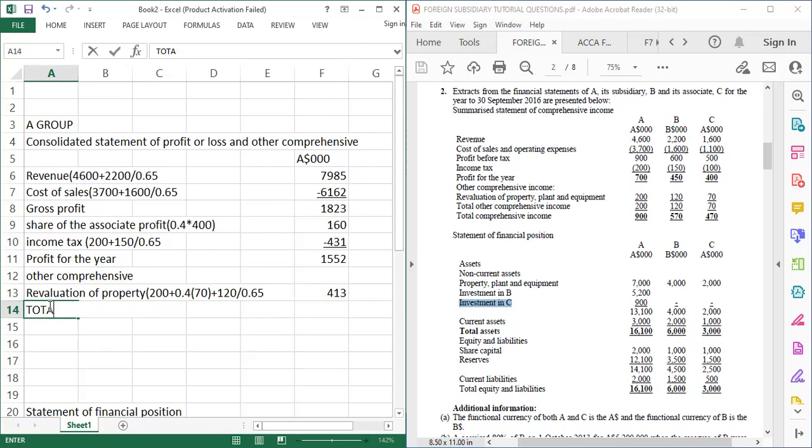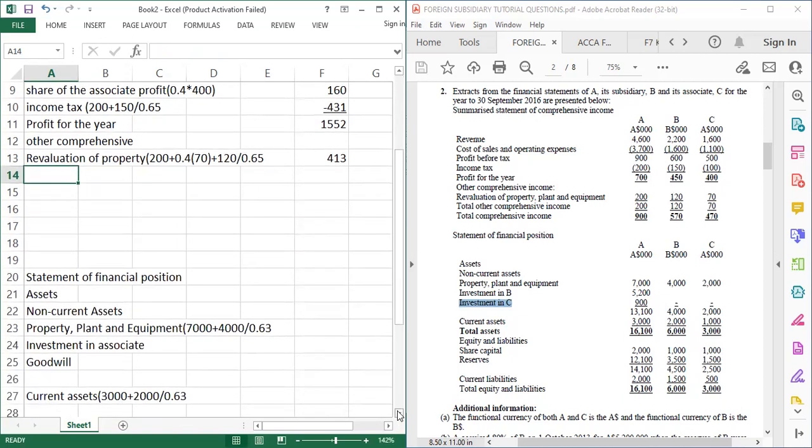1965. No, you see, we are going to show a gain on translation. So let's leave this like this. Let's come to the statement of financial position.